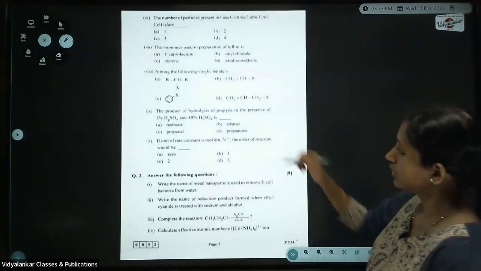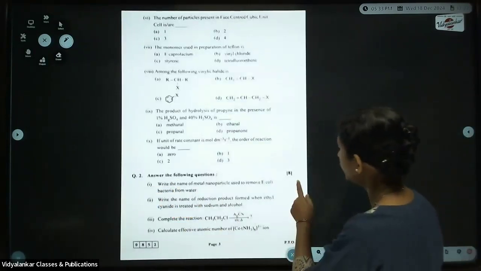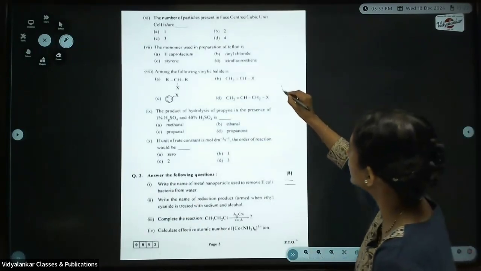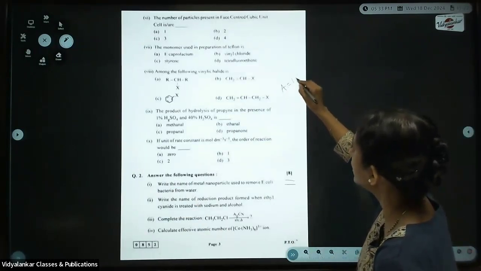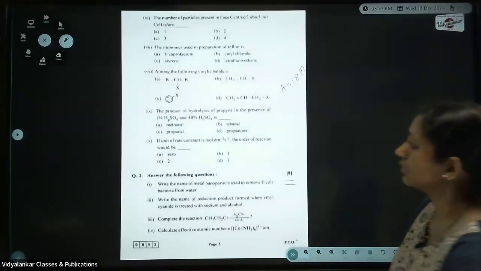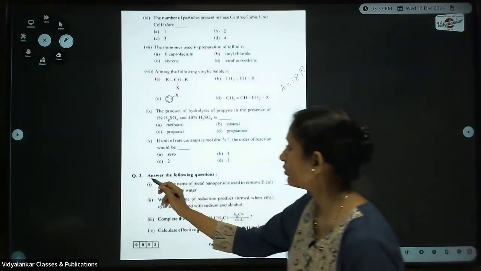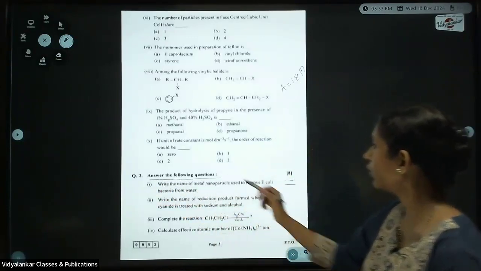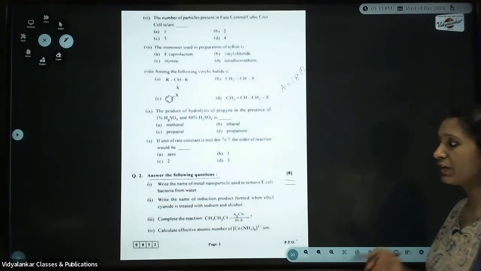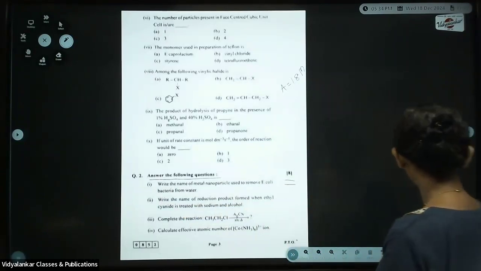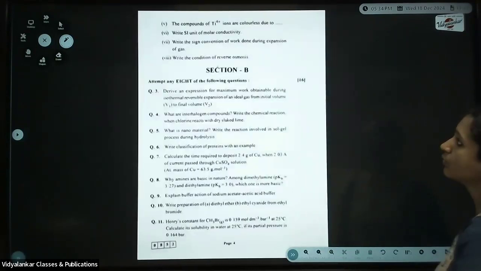So these are the 10 MCQs. Then question number 2 is for 8 marks. So overall section A is for 18 marks. Fine. See what is mentioned over here: Answer the following. So the expected answer is only a single word or a single line. Clear for question number 2.